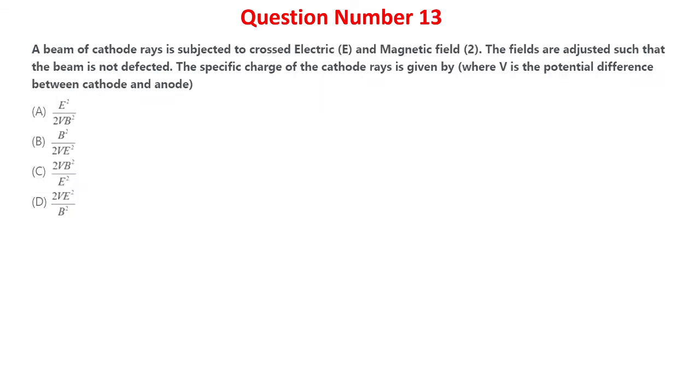Question number 13. A beam of cathode rays passes through crossed electric and magnetic fields. Here it should be written as B. Electric field and magnetic field are crossed, means if this is x-axis, a charge is moving along positive x-axis, let us say. The magnetic field is directed, say, into the paper, like this.